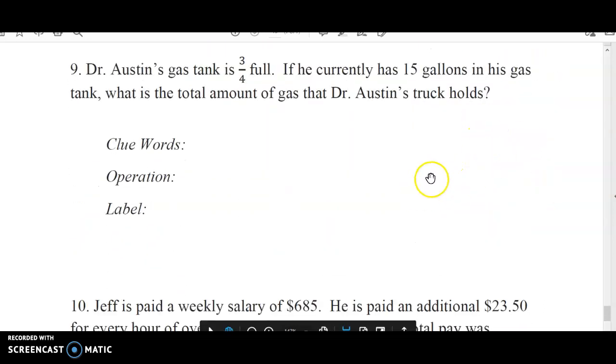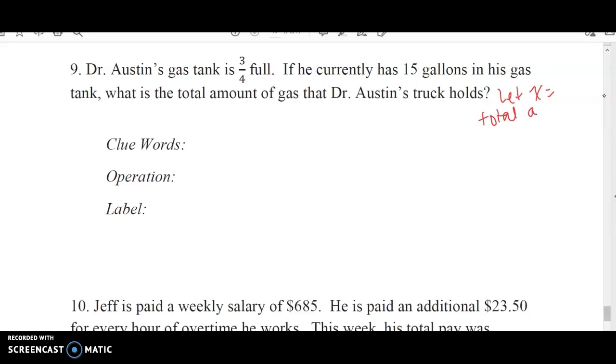So next one. Dr. Austin's gas tank is 3/4 full. If he currently has 15 gallons in his gas tank, what's the total amount of gas that Dr. Austin's truck can hold? So we're taking a look here. It's asking you total amount of gas that his truck can hold. So we're going to say let X equal total amount of gas. Okay. So we get our let statement out of the way. Dr. Austin's gas tank is 3/4 full. He currently has 15 gallons of gas.